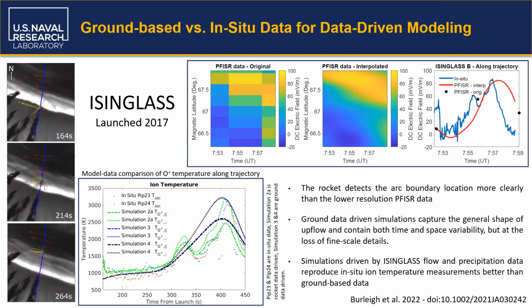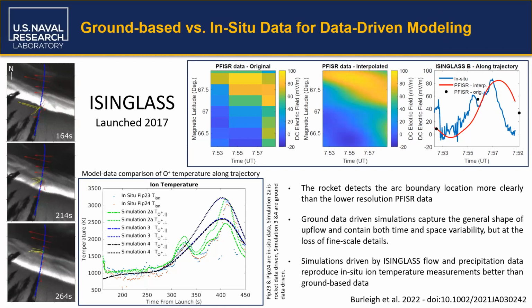One of these investigations has been into the Isinglass sounding rocket campaign. So Isinglass launched in 2017 into a substorm expansion. This sounding rocket campaign contained both ground-based and in-situ rocket data that I have used to drive Gemini-TIA. And then this lets us examine the impact of different driver resolutions. The in-situ measurements from the rocket have a much higher resolution as compared to the ground-based measurements.